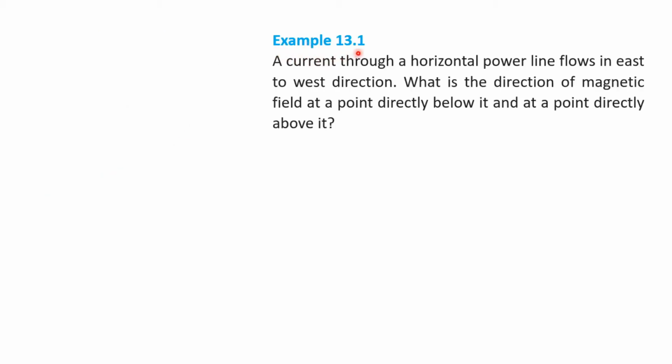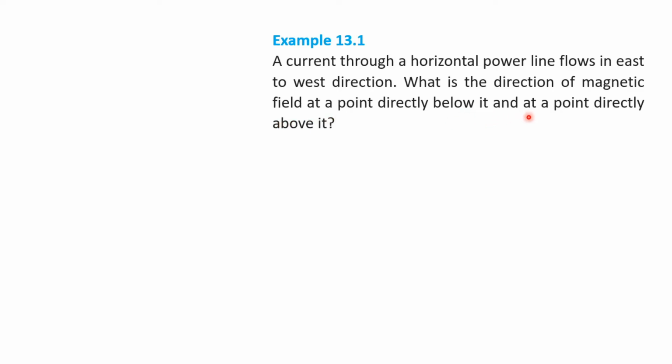Consider one example. Example 13.1. A current through a horizontal power line flows in east to west direction. The direction of current is from east to west. What is the direction of magnetic field at a point directly below it?